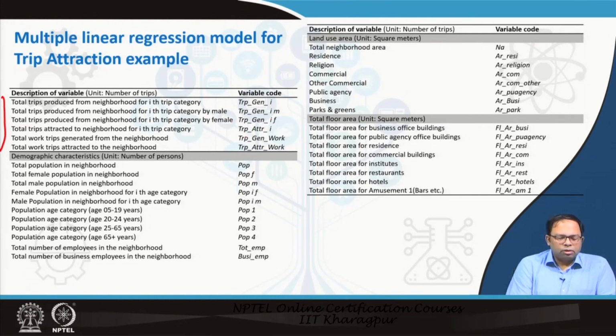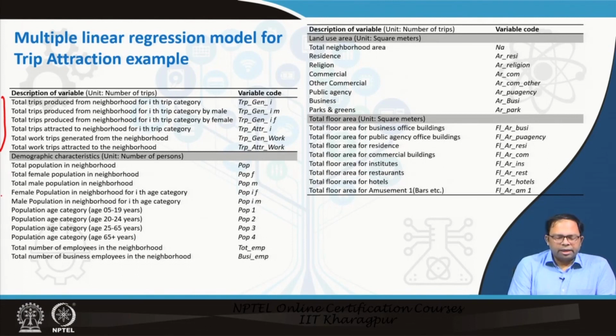So, total trips produced from a neighborhood for the ith category by males and females are all considered, and total trips attracted to a neighborhood for the ith trip category, total walk trips generated from a neighborhood, total walk trips attracted to a neighborhood. So, these are the different variables that are being considered. Then different demographic characteristics have been considered.